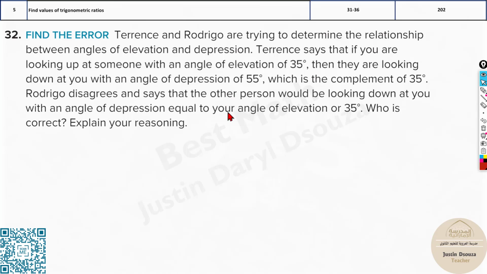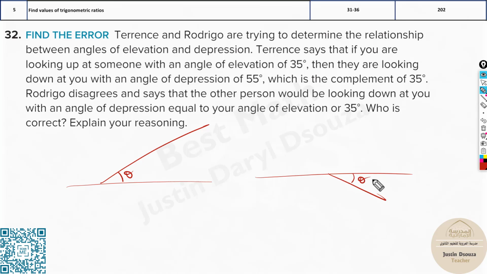Now we need to find the error. Terence and Rodrigo are trying to determine the relationship between angles of elevation and depression. Angle of elevation means this one from the base. This is angle of elevation. If this is the base and then going down, this is the angle of depression.